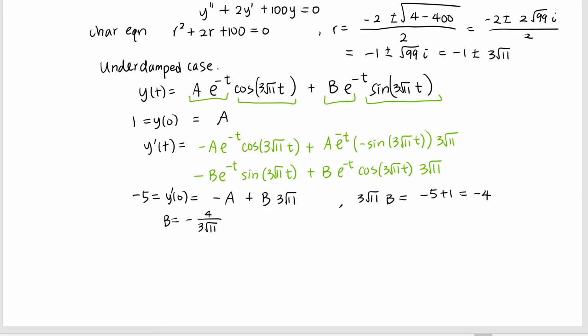Okay, now what is c? c is the square root of a squared plus b squared. a squared is 1, b squared is 16 over 99. So 99 plus 16 is 115. So far, so good, everybody? Okay, so that is c. And then let's continue.